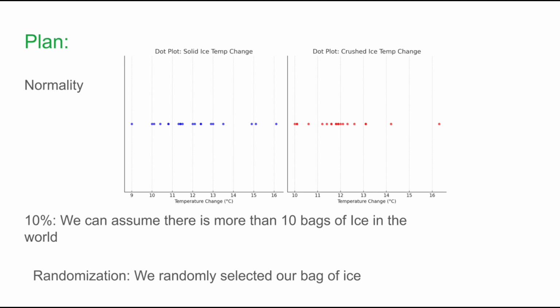And then for randomization, we randomly selected our bag of ice through the process of randomly selecting it inside the freezer in our local store.